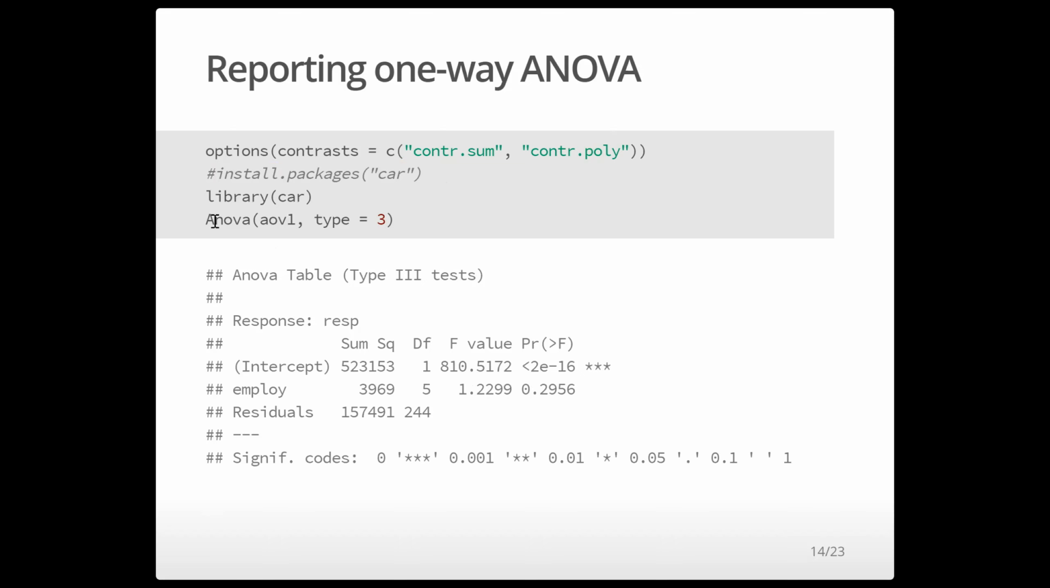And so now we have the capital A ANOVA function, and I call type equals 3 for type 3 sums of squares, and this is the result we get. So we see that the employee factor is not significant.